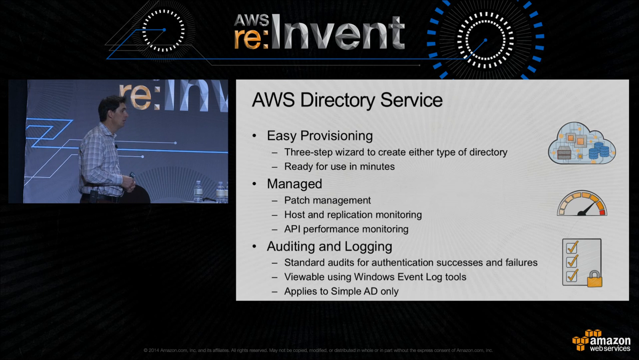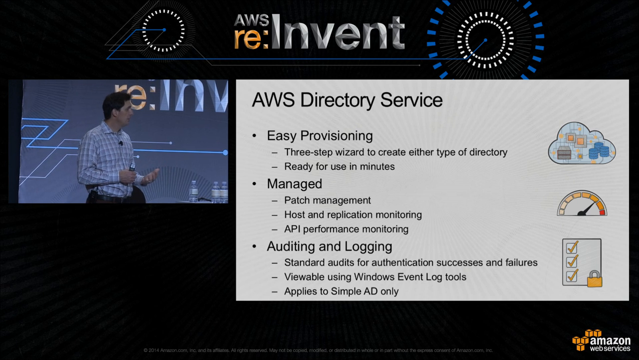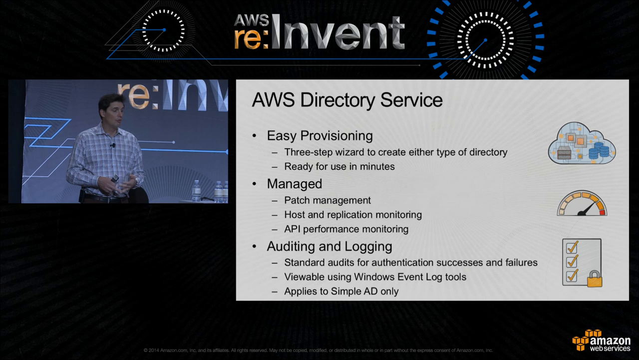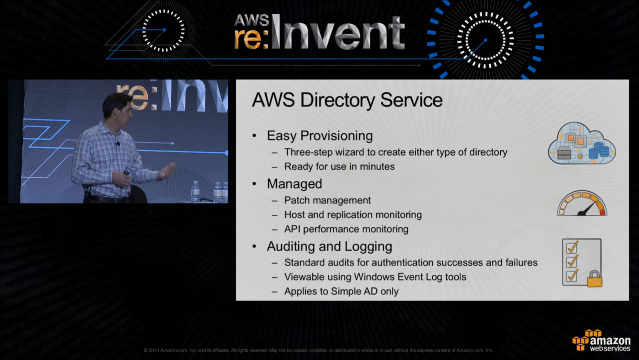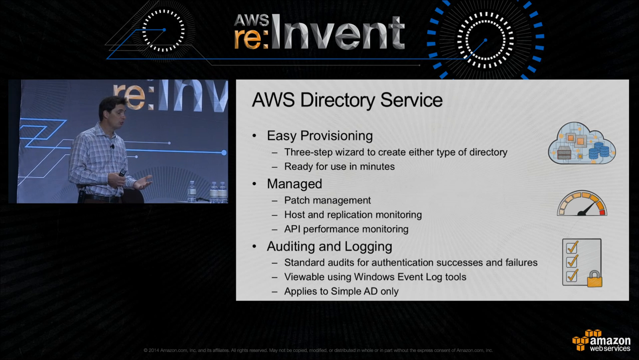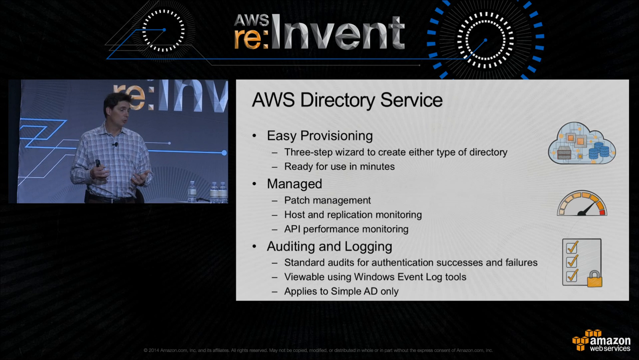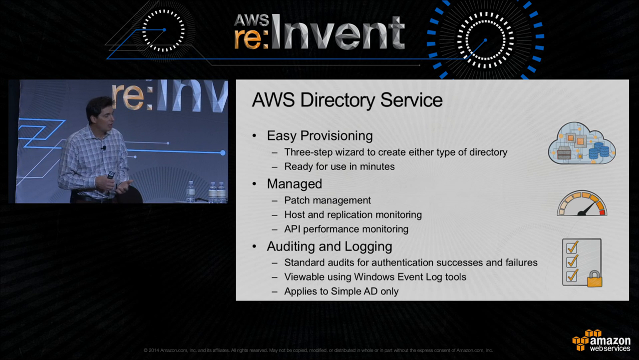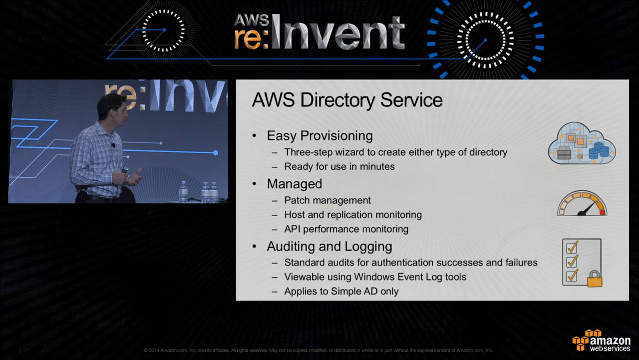It's a fully managed service, so the underlying instances that the directories run on, or the communication proxy runs on, are fully managed by us. We build it in a highly available way. We manage all the patching and configuration management so you don't have to worry about it. And then we monitor the APIs to ensure that they're always performant and highly available. We also provide auditing and logging, so you have all the standard logs that you'd expect to get from an AWS service. And then you can also use Windows event logs.